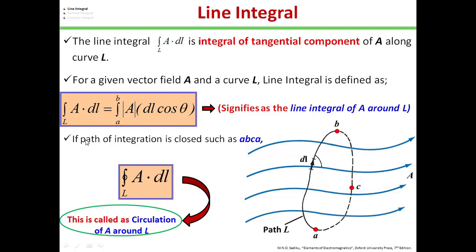If the path of integration is closed, such as if we consider the closed path A, B, C and A, in that case we will calculate the line integral over the closed path, that is the integral over the closed path L of A dot dl, and this is also called the circulation of field vector A around the path L.